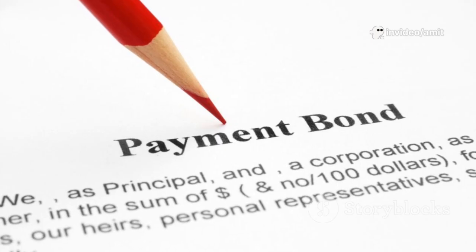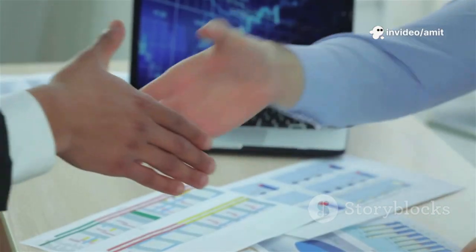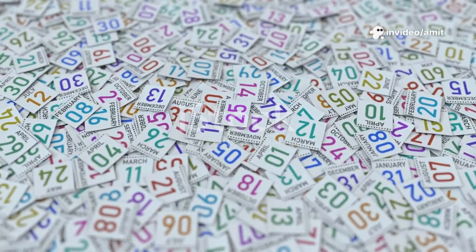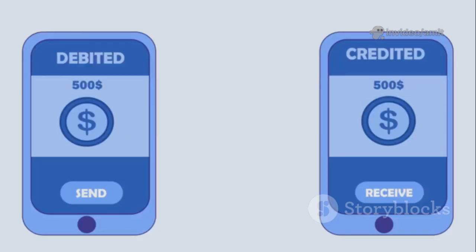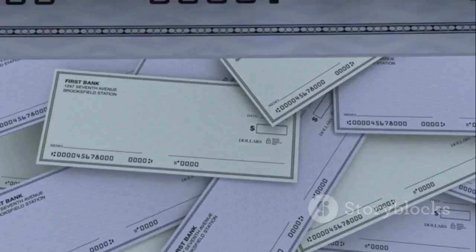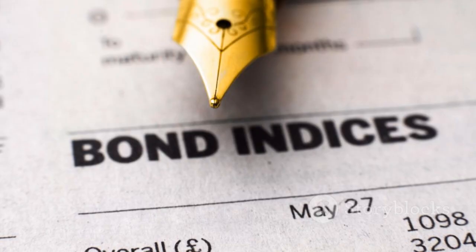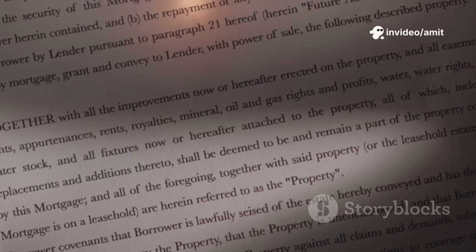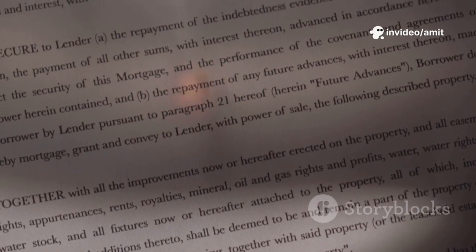So, what's a bond? Simply put, a bond is a debt instrument where an issuer borrows money from investors for a set period. The issuer promises to pay interest, what we call the coupon, at regular intervals, and to repay the principal, or face value, when the bond matures. Think of it as a formal IOU with extra steps.